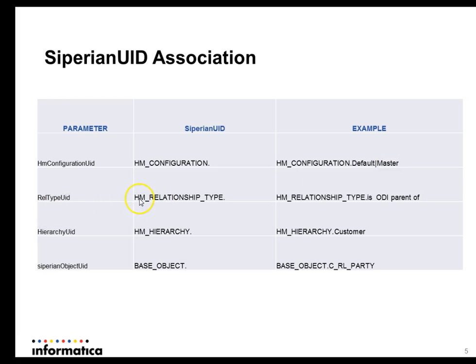For relationship type, you need to use the UID HM_relationship_type dot followed by your relationship type name. For example, in the MDM sample I'm using, it is ODI parent of, so I'm giving that relationship type UID. Hierarchy UID is HM_hierarchy dot followed by the hierarchy name, and the parent base object UID is base object dot followed by your relationship object name.